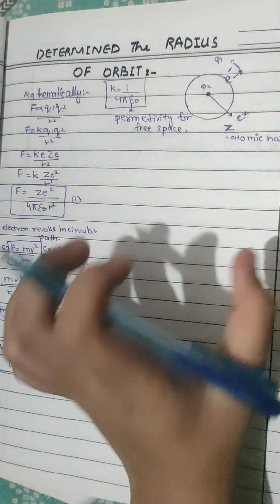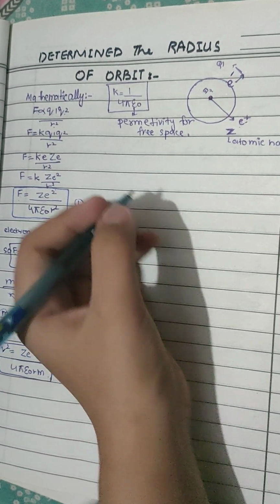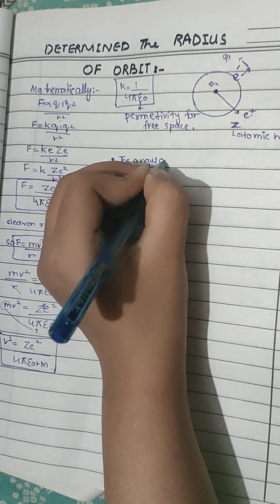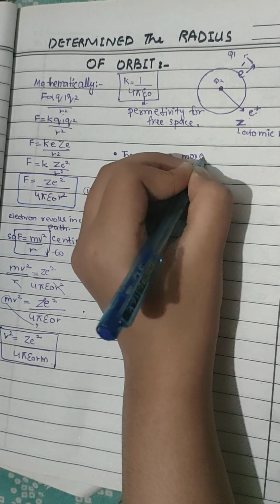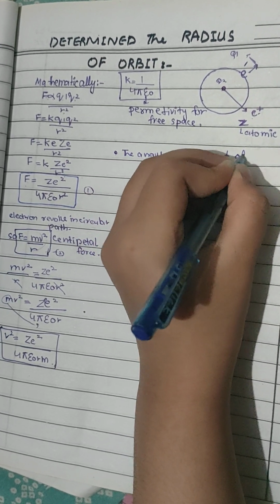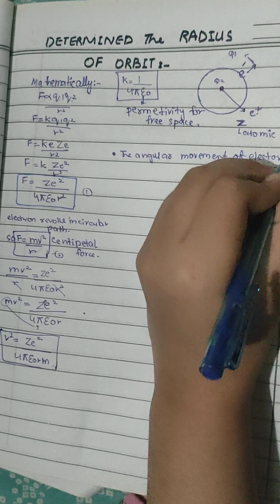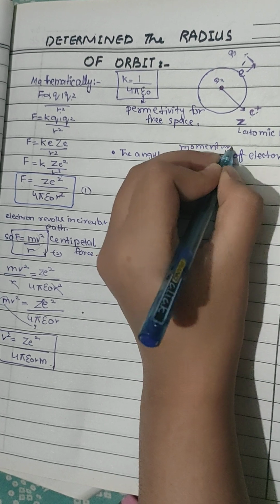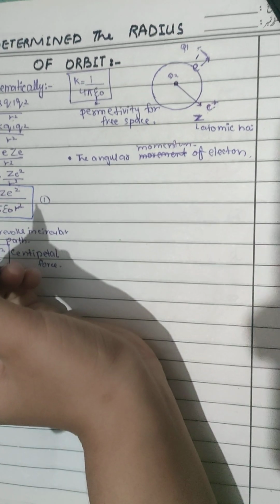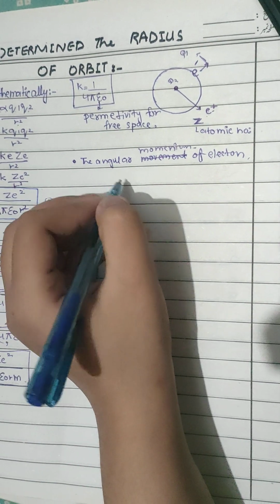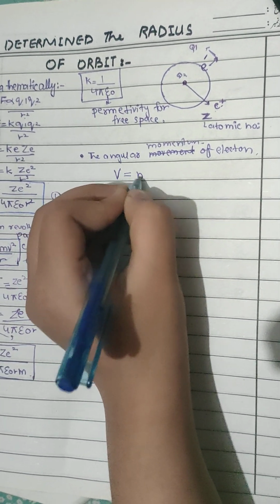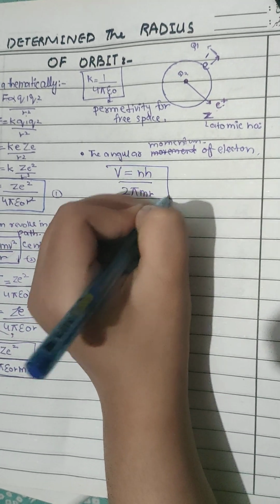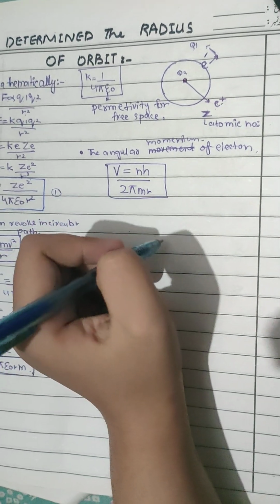Now we're going to find the angular momentum of the electron. What is the angular momentum of the electron? So yeah, here you can see for that we have the formula mvr is equal to nh upon 2 pi. This is the formula of the angular momentum.